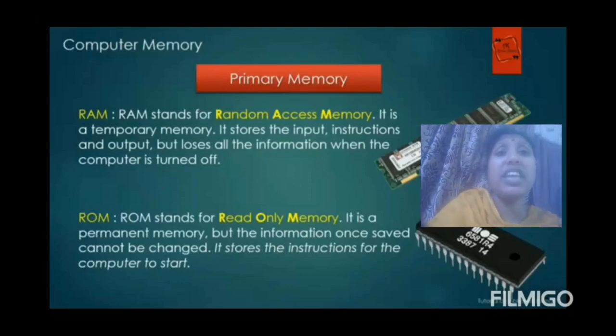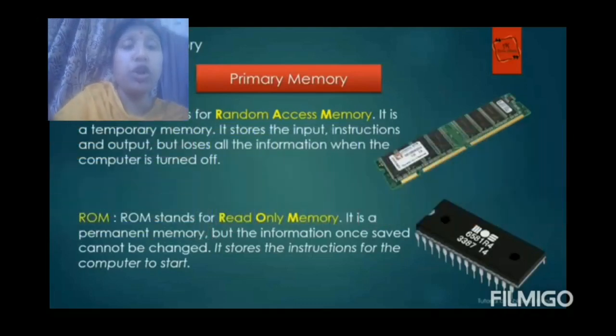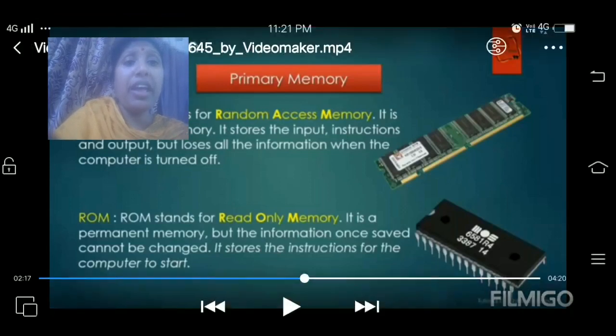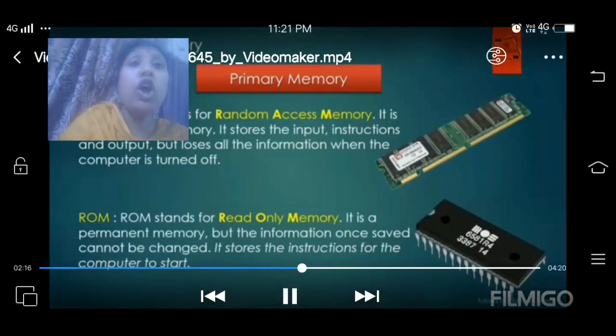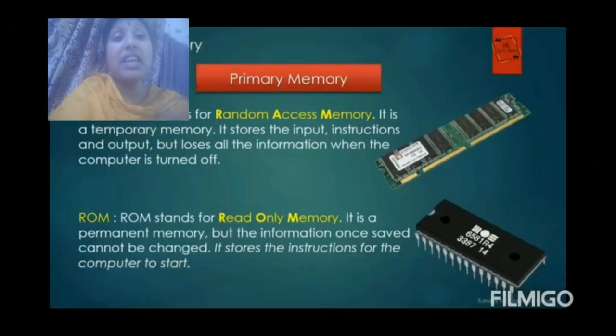And where will you see RAM and ROM? In the motherboard. You can see it in the picture also, children. I have shown you how primary memory and secondary memory look. Can you see it on the screen? Both of them are present in the motherboard. That's why primary memory works faster than the secondary memory. Okay, children?